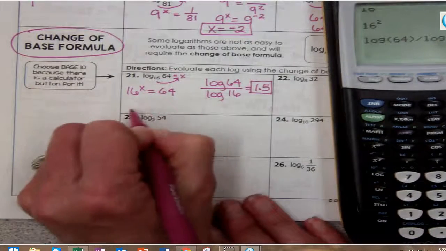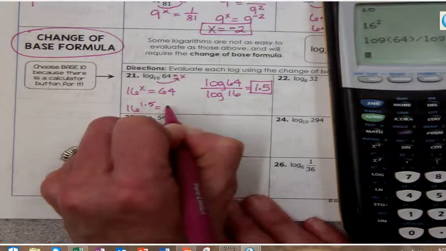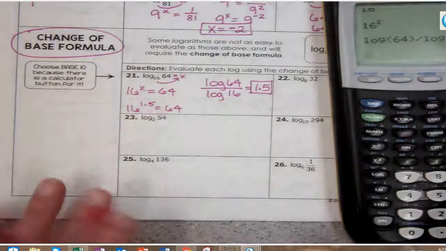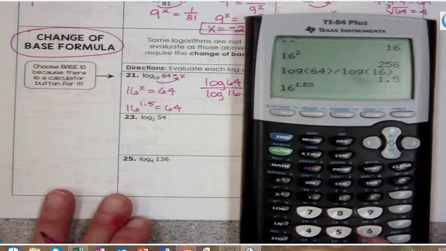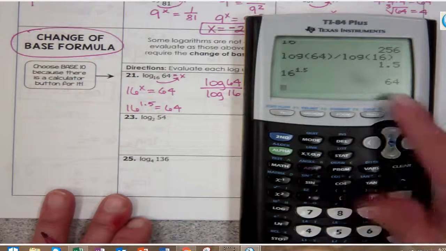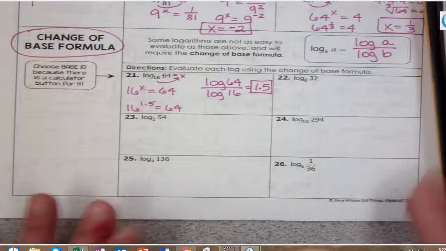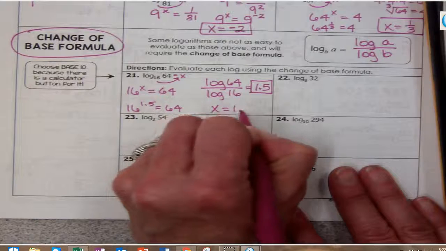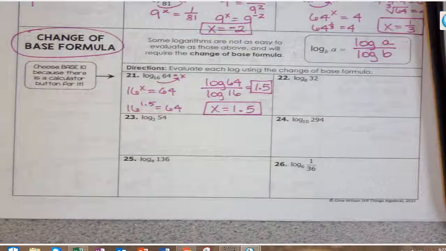So what that's telling me is that 16 raised to 1.5 equals 64. And I can check my answer. 16 raised to the 1.5, and sure enough, I get 64. So x equals 1.5. And that's how you figure that out.